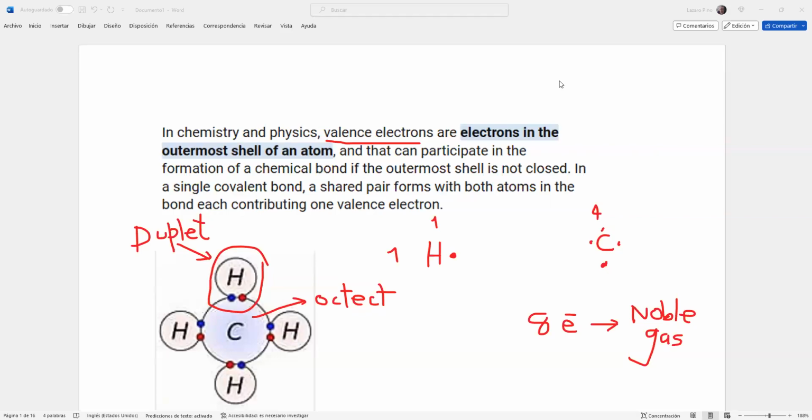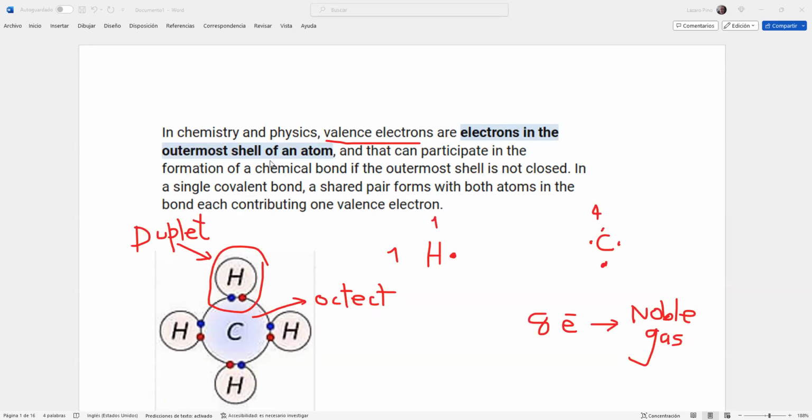Hello, dear students. I prepared this material because I saw that many of you have problems with the dot representation, the geometrical structure of molecules, and also with the solubility according with these theories.